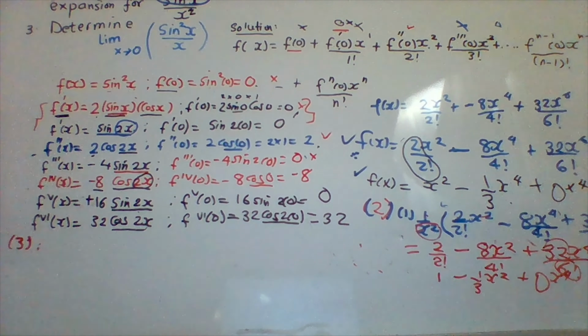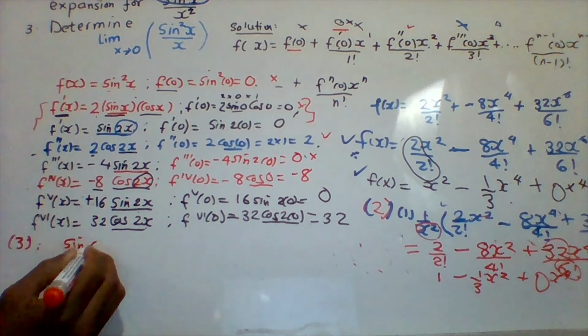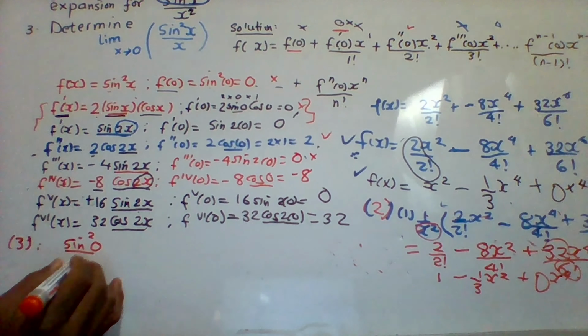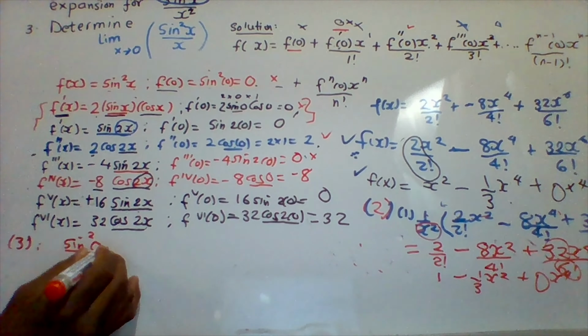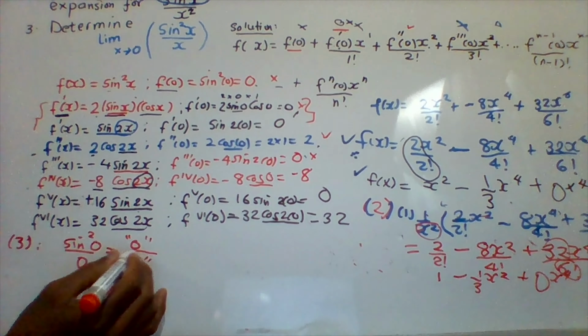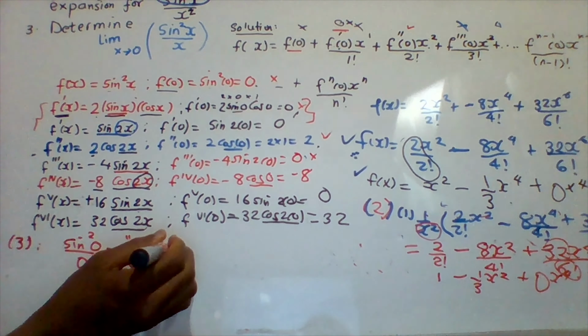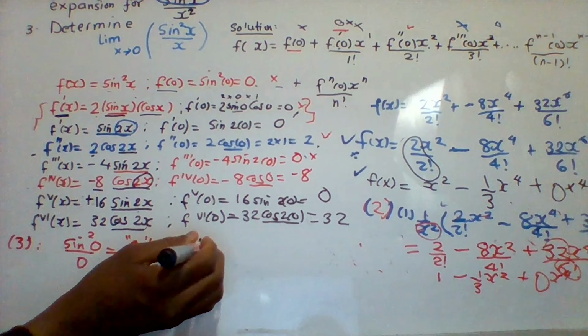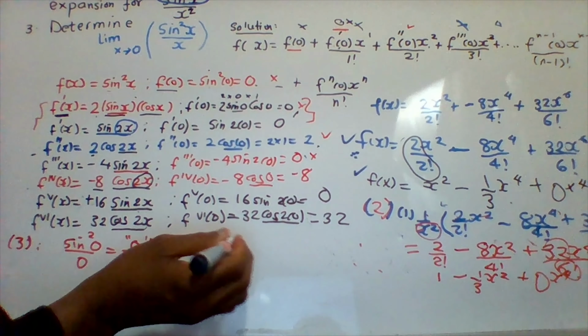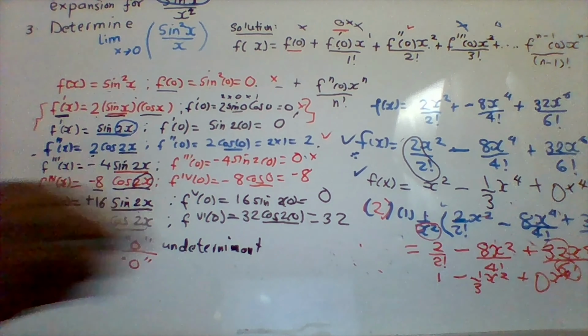So what we're going to do, they say limit x equal to 0, means substitute the value of x equal to 0 and see what's going to happen. So if we plug it in there, it's going to be sine of 0, squared, over 0. So this is going to give you 0 over 0. And this is unacceptable mathematically. We say this is indeterminate.